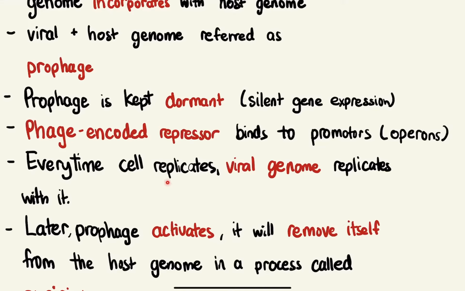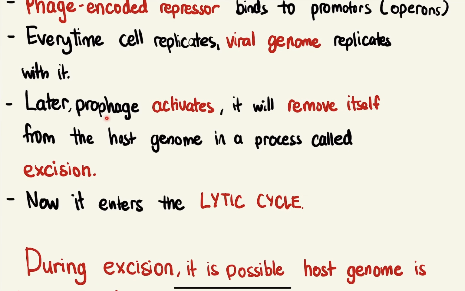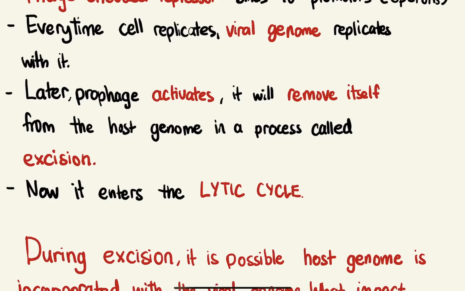Every time cell replication occurs, the viral genome replicates with it. Later, the prophage activates. It will remove itself from the host genome in a process called excision. Excision, like I said just now, in other words, is when the viral genome says it's time to enter the lytic cycle, let's just get out of the host cell. So now it's going to cut itself out of the host genome through a process called excision, and now it enters the lytic cycle.